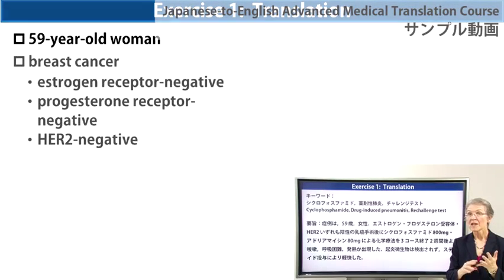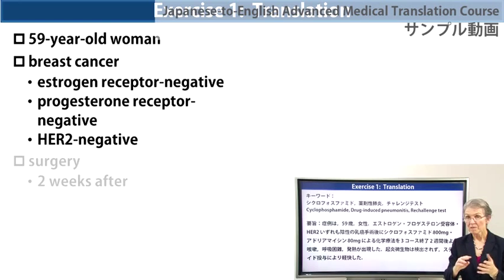59-year-old woman, breast cancer. The breast cancer is estrogen receptor negative, progesterone receptor negative, and HER2 negative. Surgery, 2 weeks after.